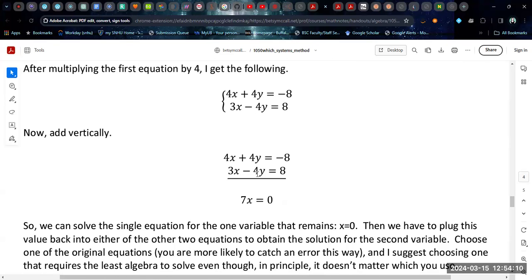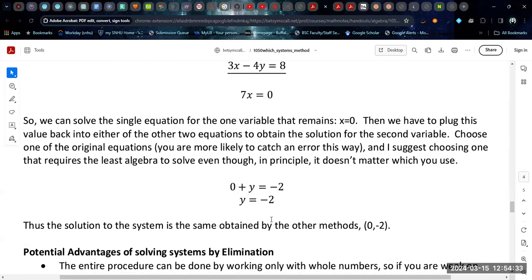the 4y and the -4y are going to cancel each other, so you're going to get 0. And so you're going to end up with 4x and 3x is 7x. And on this side, -8 and 8 is going to give me 0. And I'm back to an equation with a single variable, and I can solve for that as x equals 0, and then I can plug x equals 0 into either of the two original equations in order to get my second solution. So if I plug it into my original first equation, 0 plus y is -2, which gives me y is -2, and I have that same solution that I had earlier.